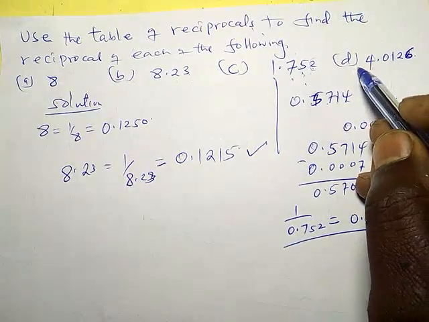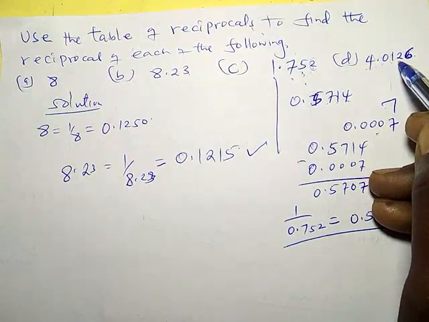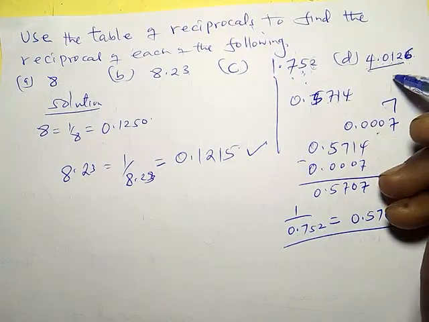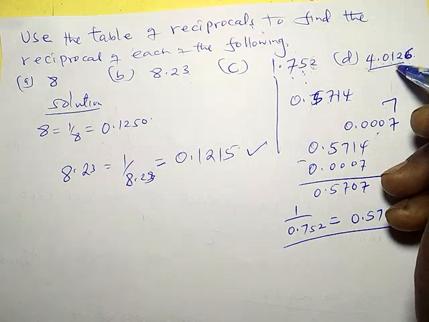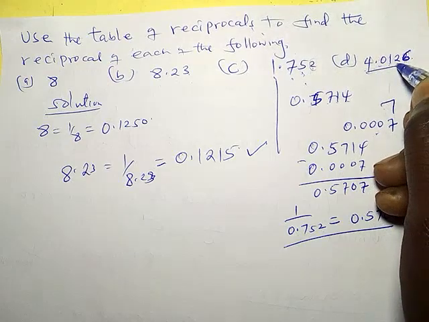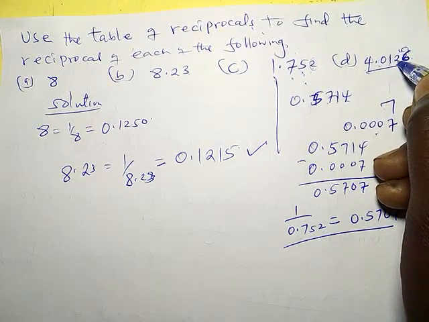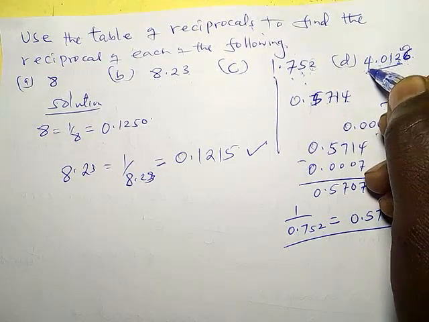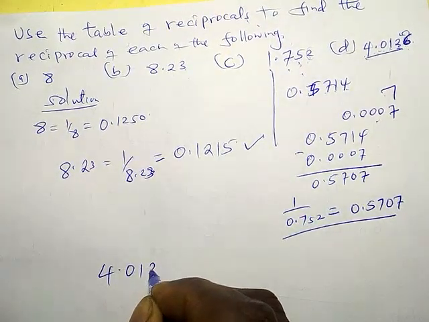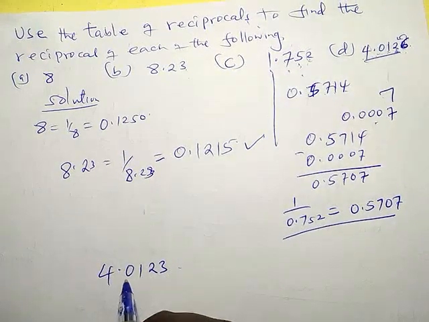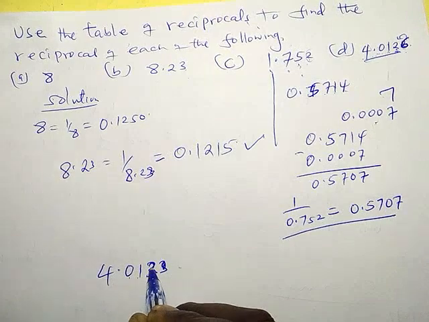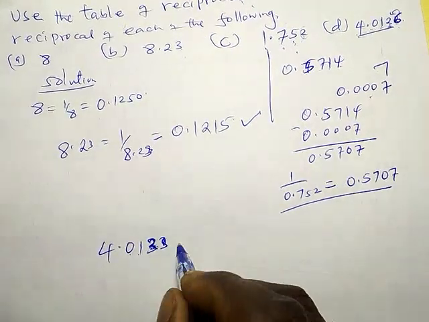What about our number D, 4.0126? This is a 5-digit number. The table contains only 4-digit figures. Therefore, you round off 1, 2, 3, 4. Up to here, this one will round off and it will become 3. So we are going to look for 4.013. That is the number we are going to look for.